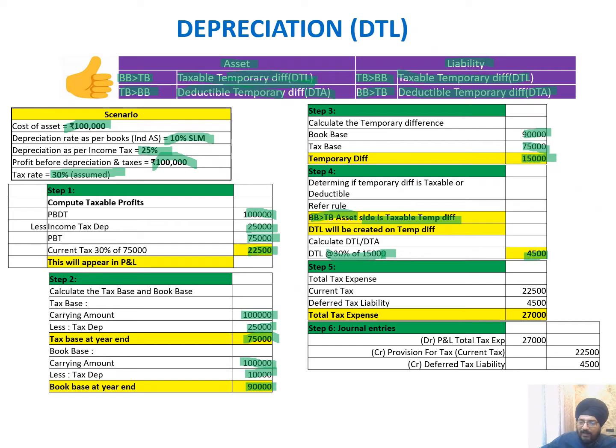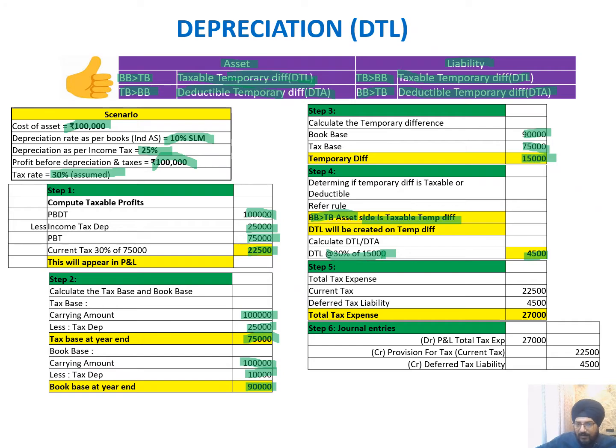Now we have to calculate the total tax expense. If you recall, the tax expense is the summation of the current tax plus or minus the DTL or the DTA that has been created. In this case, because I have a DTL, it would be added to my current tax. What is happening is that I am paying less tax in the current year, but I have to pay more tax in the future year, because my book base is going to be reduced and my tax base is going to be on the higher side in the future year. When this happens, I am going to utilize this DTL at that point in time.